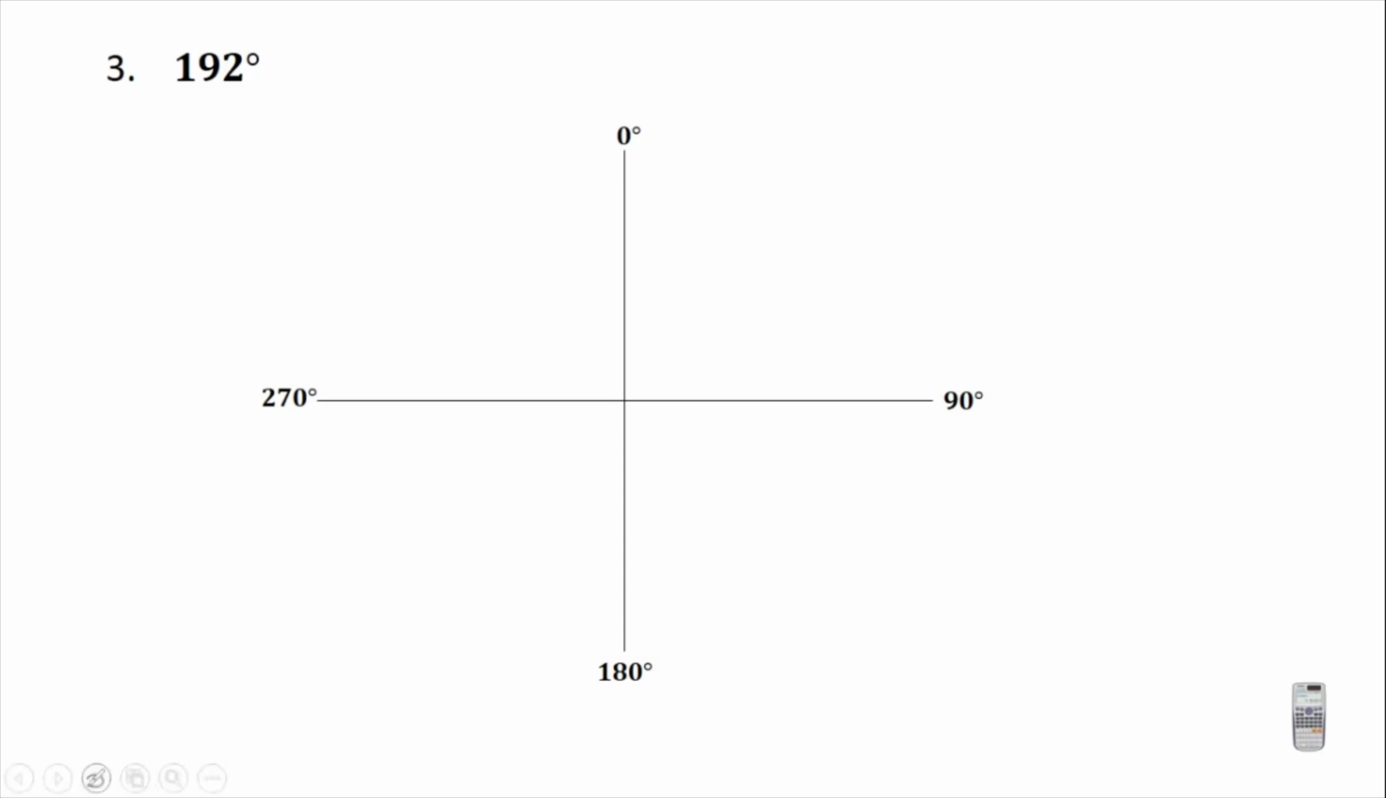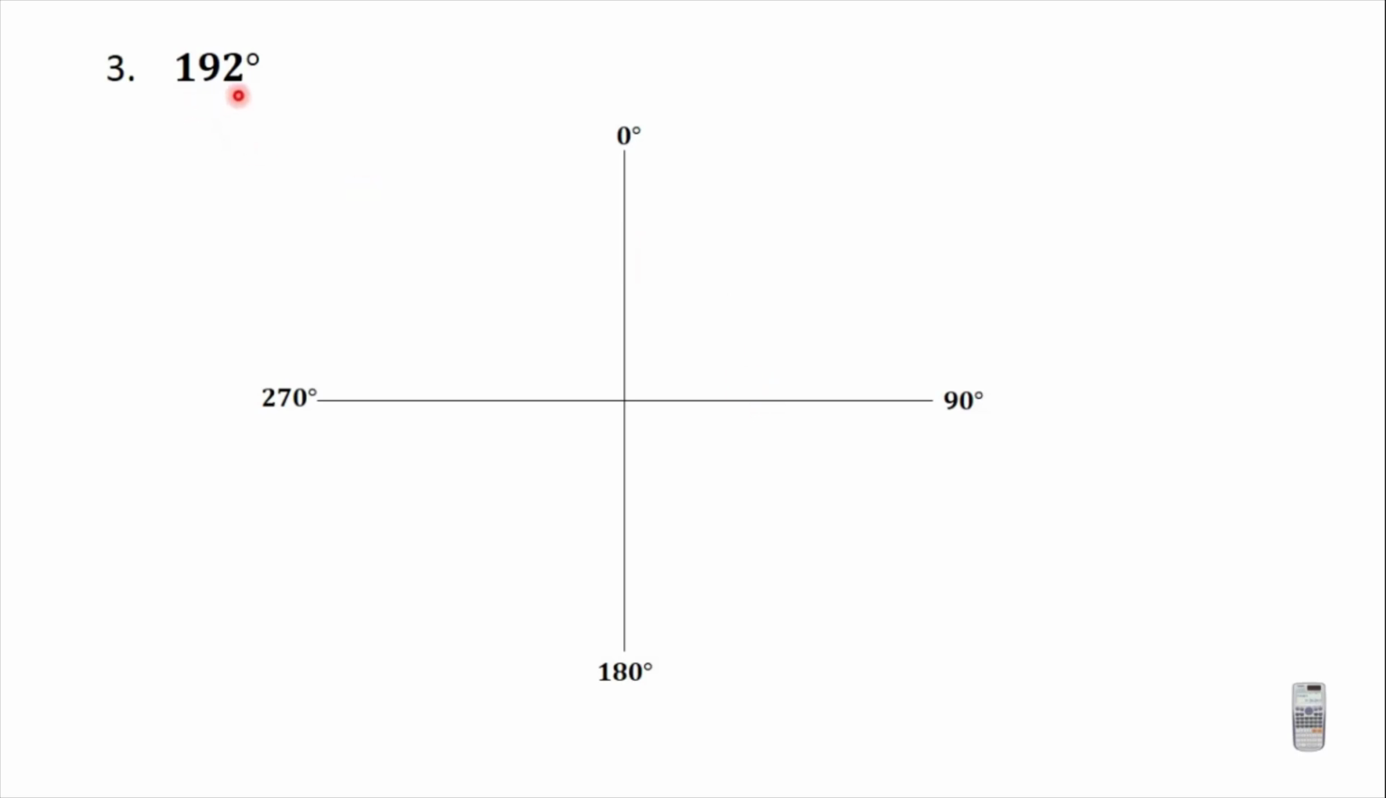192 degrees. Once again, don't forget that we are always measuring from the geographic north, which is this point, in the clockwise direction. So from the north in the clockwise direction. Okay, now let's do that. So if you are measuring from the north in the clockwise direction, it means that you move from 0 to this side is 90 degrees.